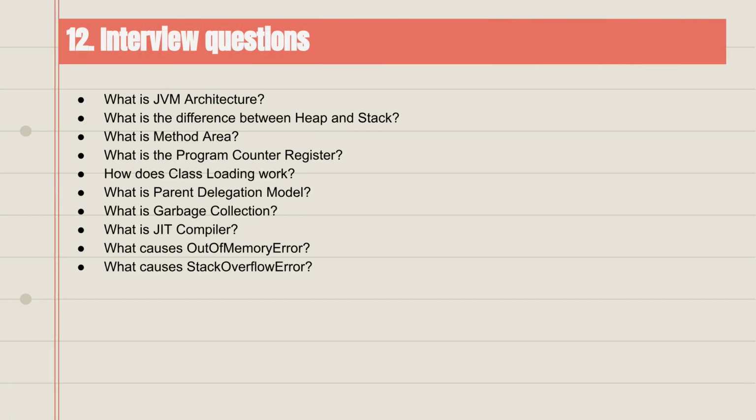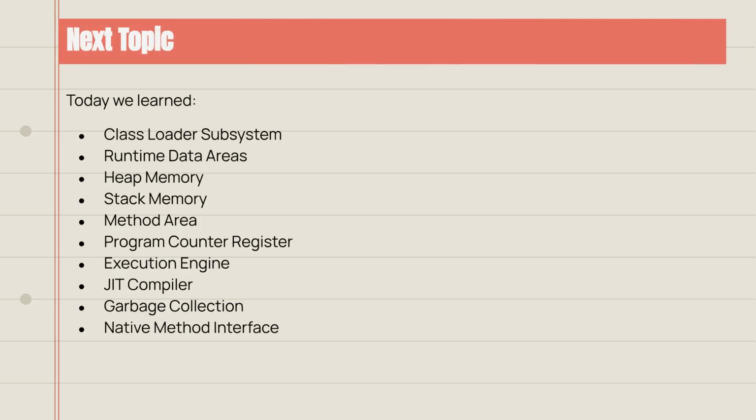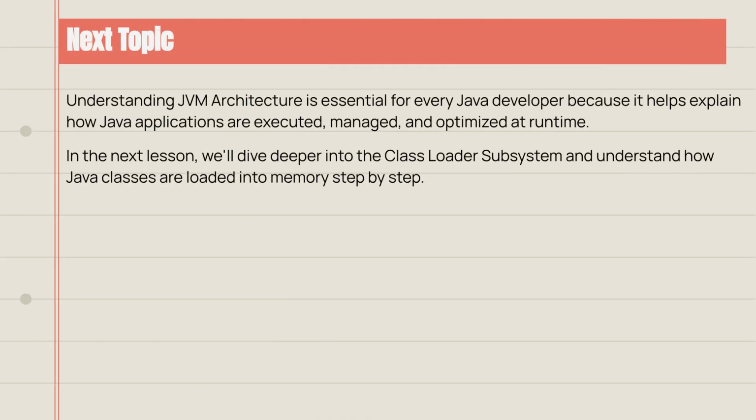Common questions include differences between heap and stack, how class loading works, and the causes of memory-related errors like out-of-memory error. In this video, we have covered the key pillars of JVM architecture, including the Class Loader Subsystem, memory regions, the execution engine, and garbage collection. These are fundamental for any Java developer. Understanding these internals is essential for optimizing your applications at runtime.